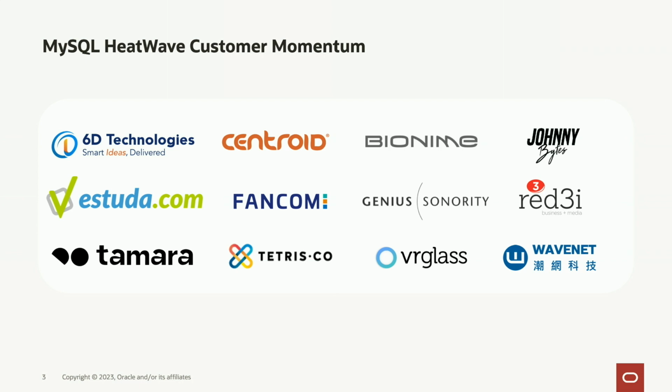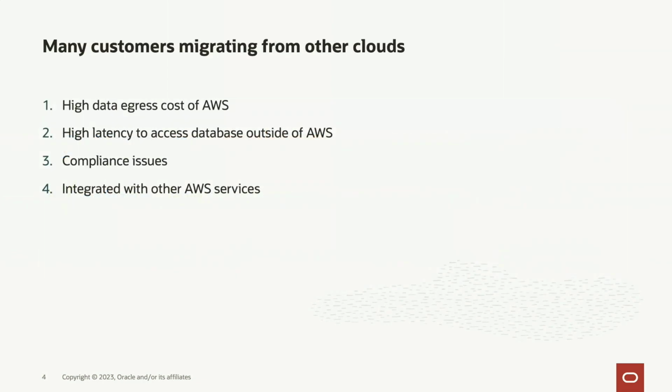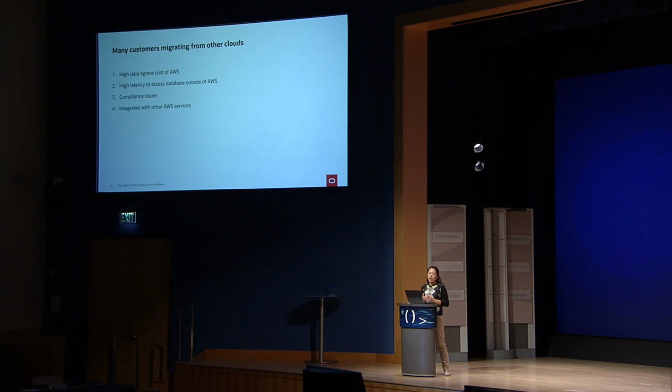We have really good momentum from our customers. Here's a list of examples of customers. They are from different industries, different sizes, and different use cases. And a lot of them actually come from AWS. When they are testing HeatWave on OCI, they are really happy with the performance improvement that they get. However, some of them cannot move their whole workload from AWS to OCI for various reasons.